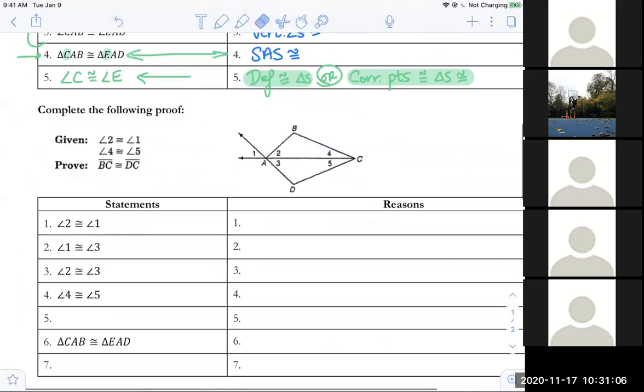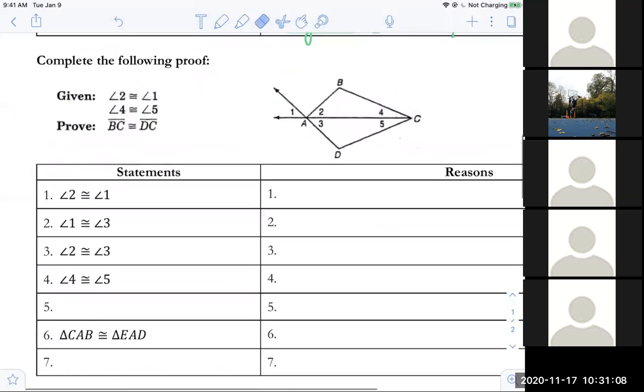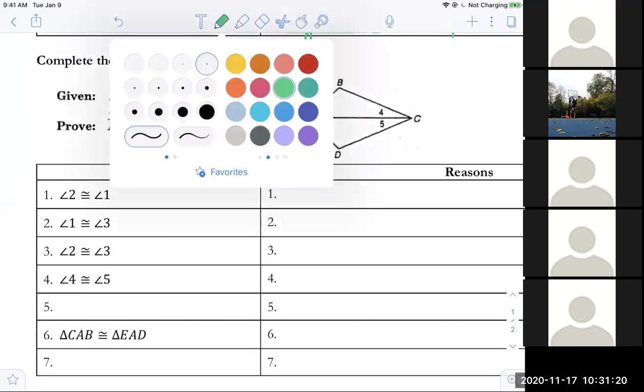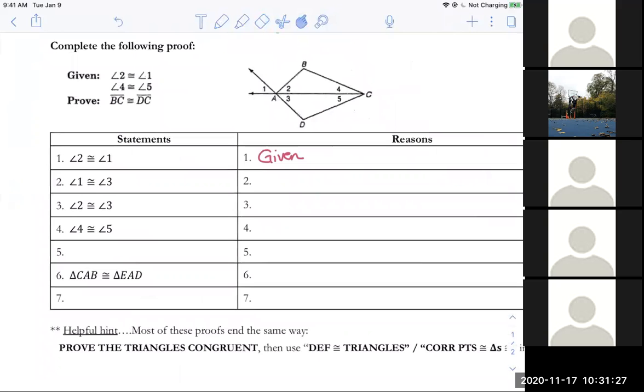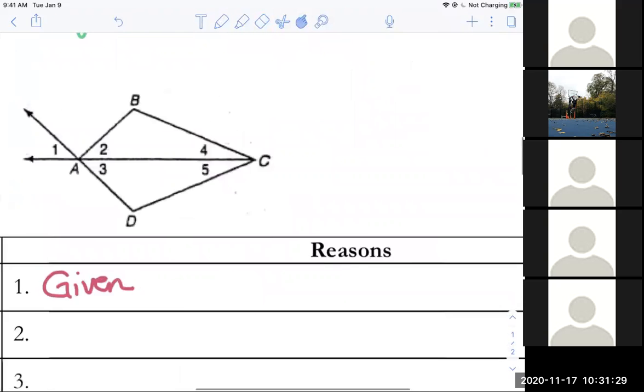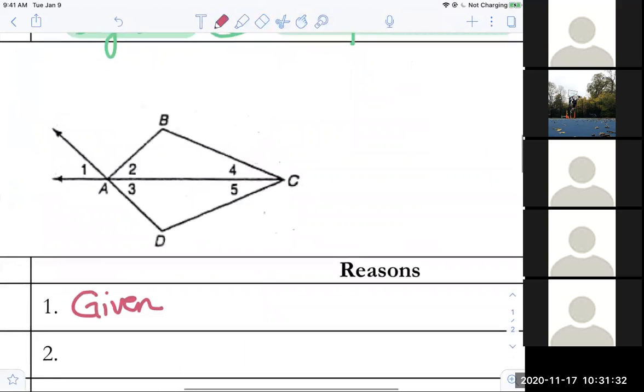All right, so let's look at the second one. Complete the following proof. As you write all the congruent stuff down, you want to make sure you're marking it on the picture. So we have angle 2 is congruent to angle 1. That is given. Where is the other given? Angle 2 is congruent to angle 1 is given. Number 4. Number 4.